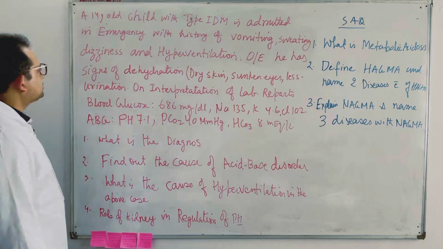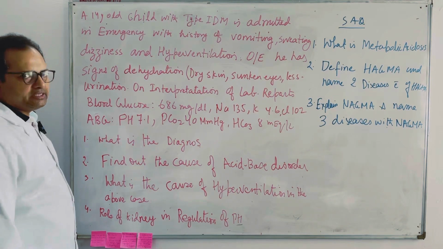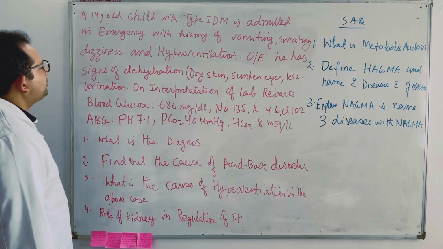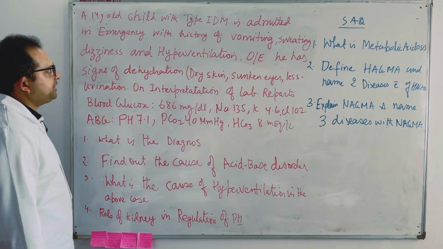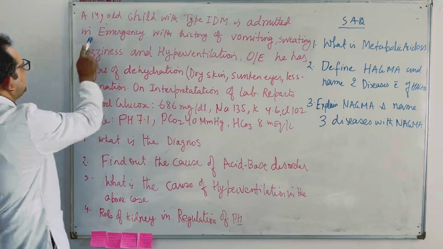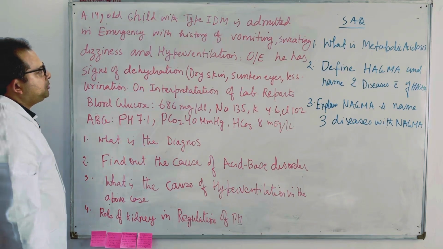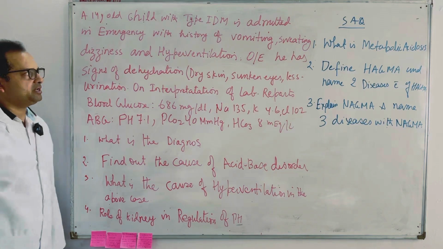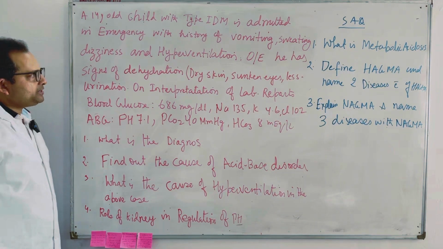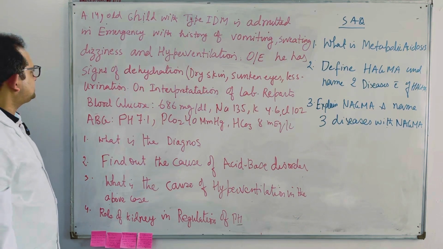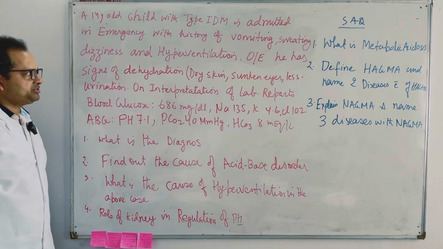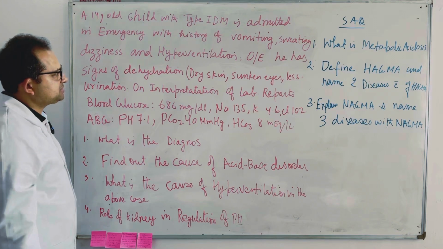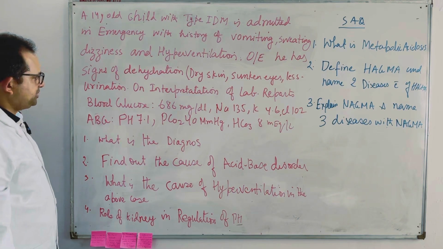So the first case study is a 14-year-old child with type 1 diabetes mellitus admitted in the emergency department with a history of vomiting, sweating, dizziness and hyperventilation. On examination, he has signs of dehydration, that is, you all know, dry skin, sunken eyes, less urination.